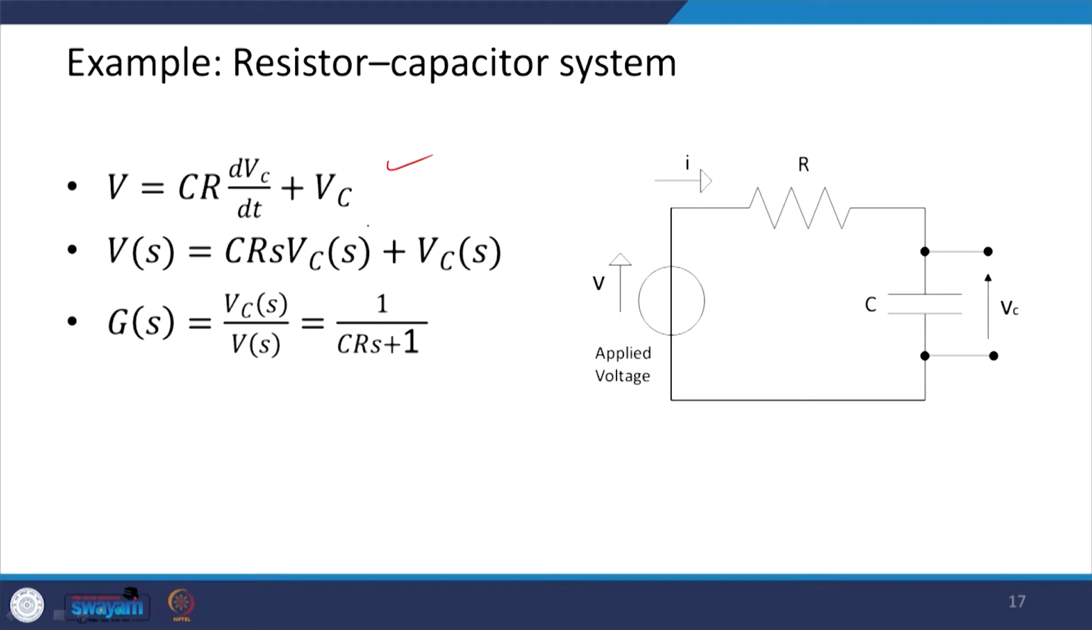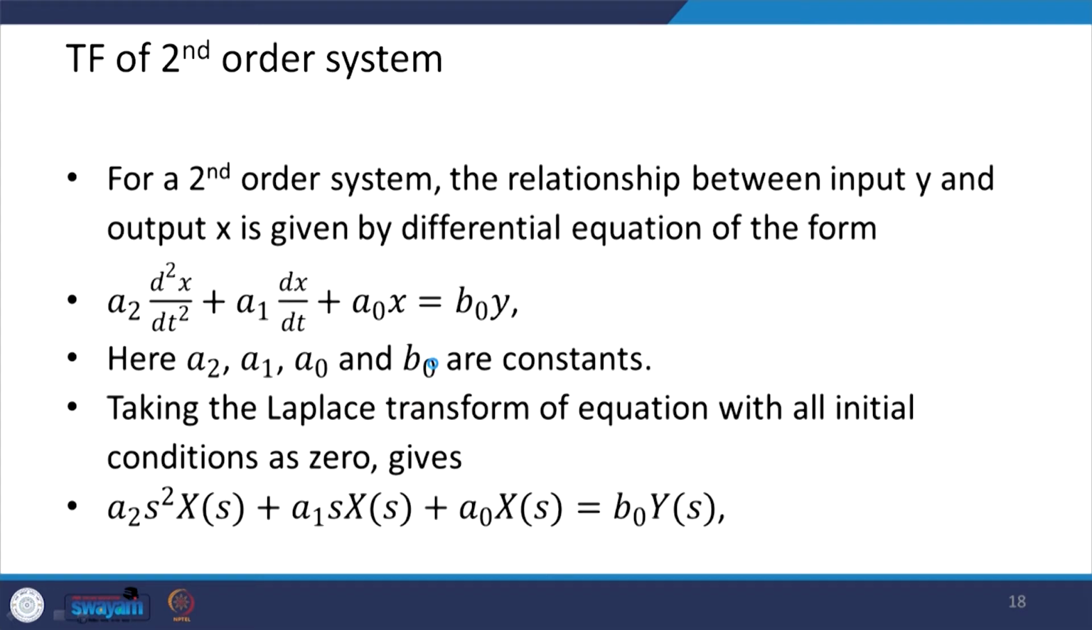So, we can write the expression for this one, and this could be simplified in this way. Now, let us look at the second order system. In case of second order system, the relationship between the input and output is given by this one, as we have seen in the previous lecture, where these A2, A1, A0 and B0 are constants.